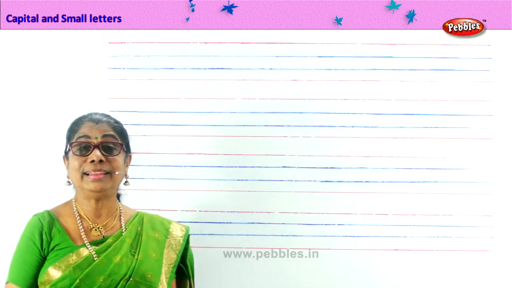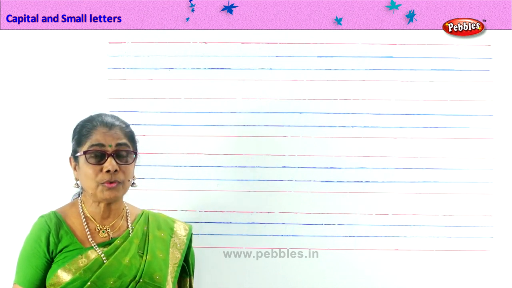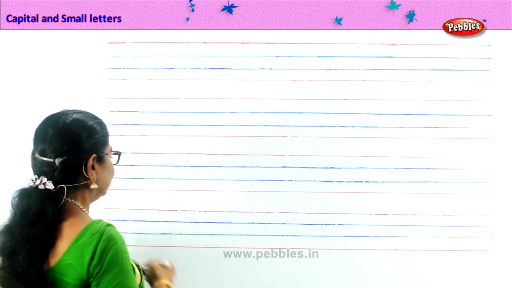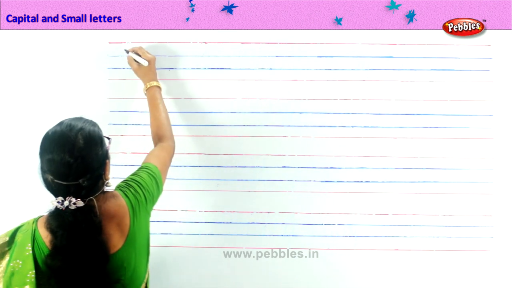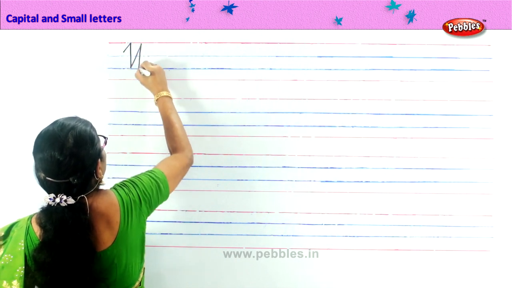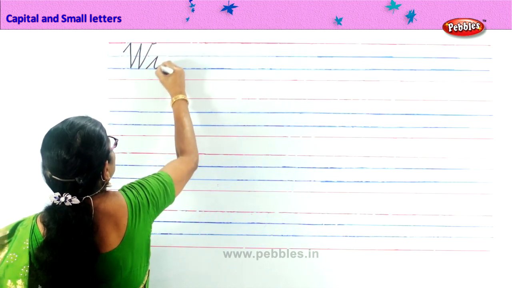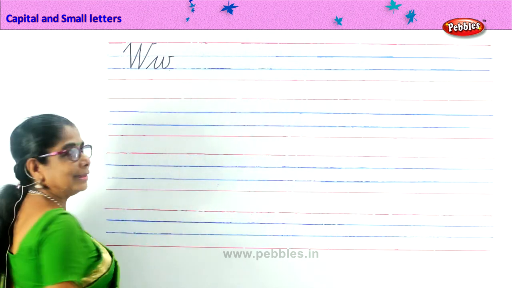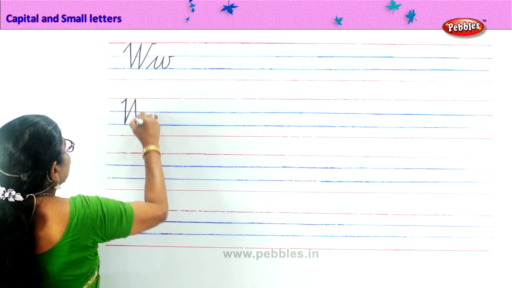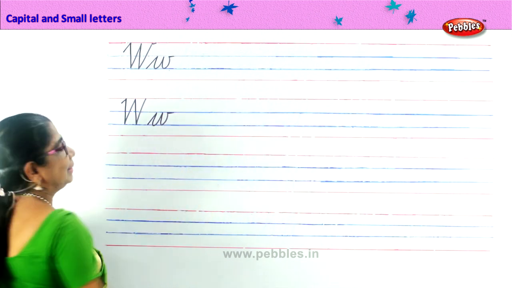Now let's write the letter W, big and small. What's the sound of W? Water. Okay. Look, W, we begin from here, up and down. Okay? And the small w goes like this. Yes, the capital letter W goes like this. And the small one, W, goes like this.